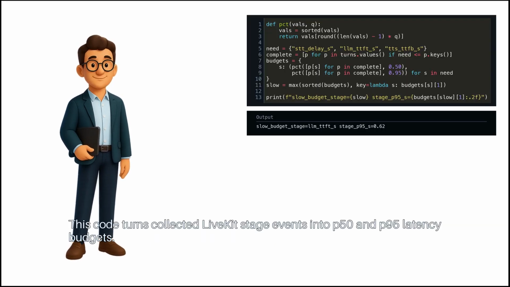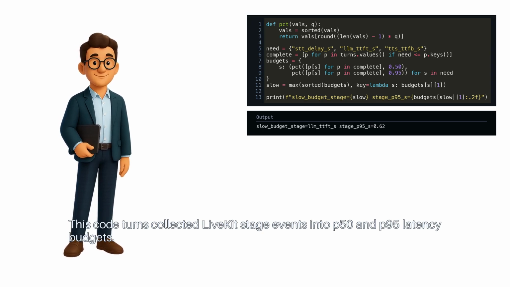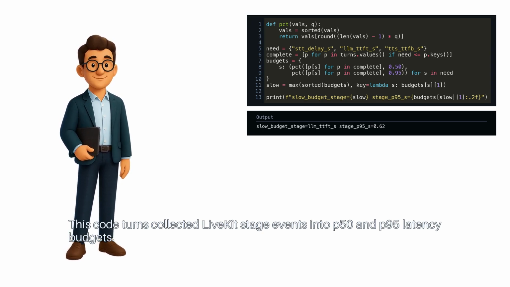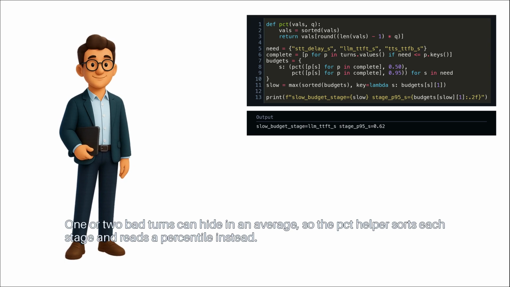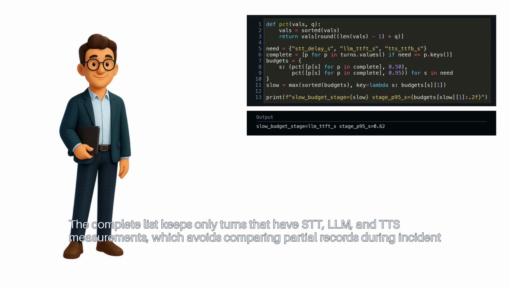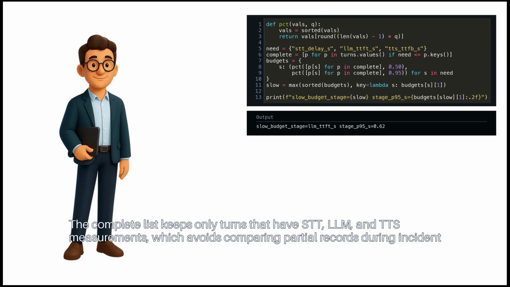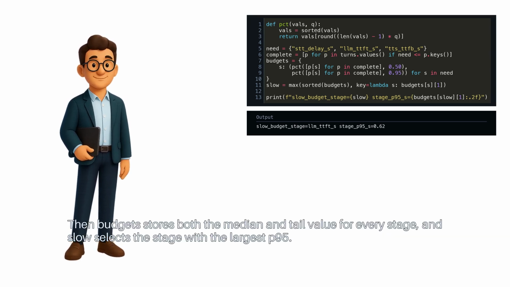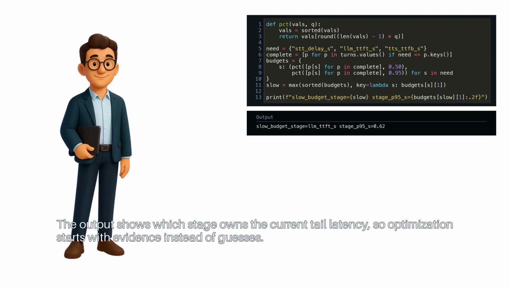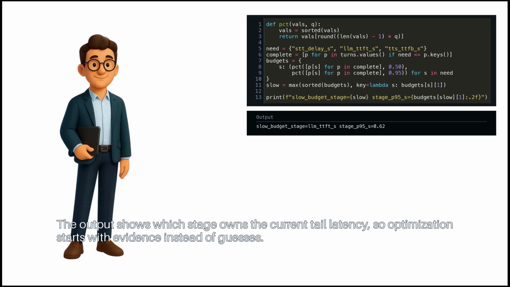This code turns collected LiveKit stage events into P50 and P95 latency budgets. 1 or 2 bad turns can hide in an average, so the percentile helper sorts each stage and reads a percentile instead. The complete list keeps only turns that have STT, LLM, and TTS measurements, which avoids comparing partial records during incident review. Then budget stores both the median and tail value for every stage, and slow selects the stage with the largest P95. The output shows which stage owns the current tail latency. So optimization starts with evidence instead of guesses.